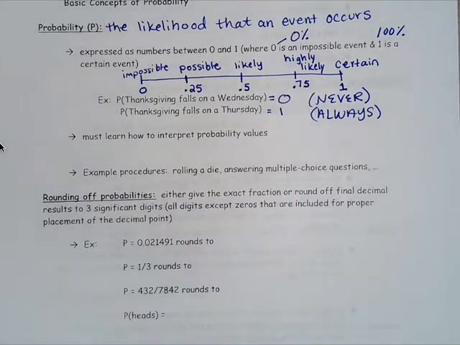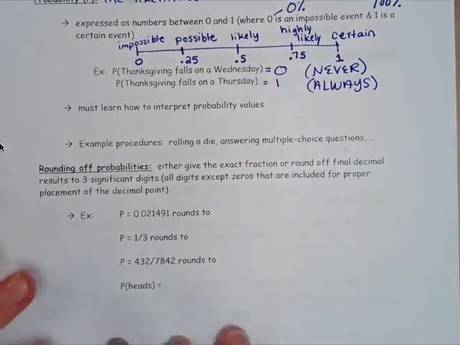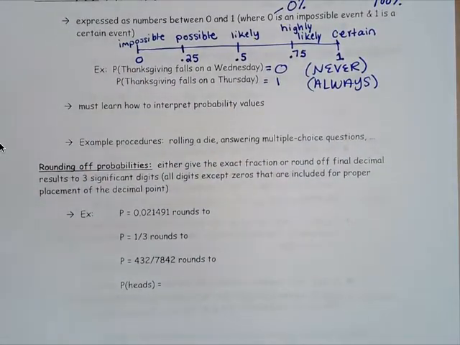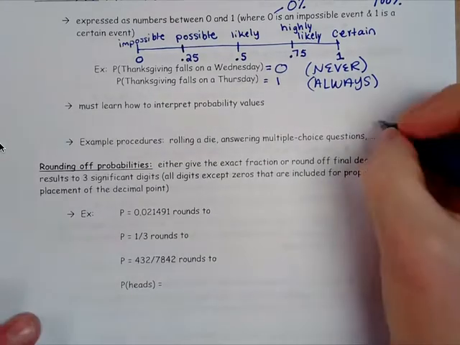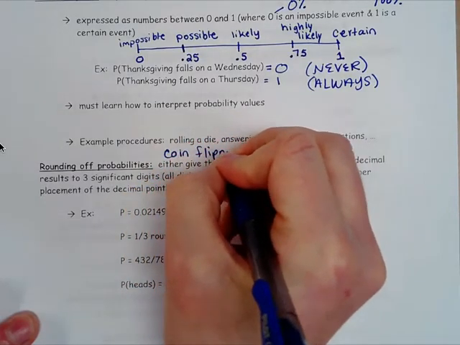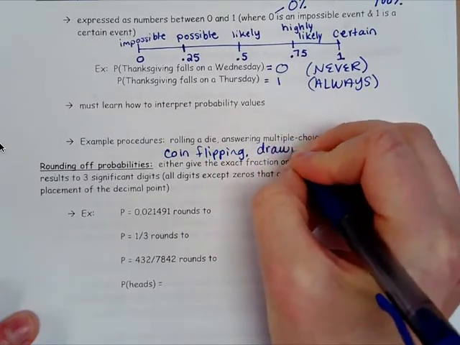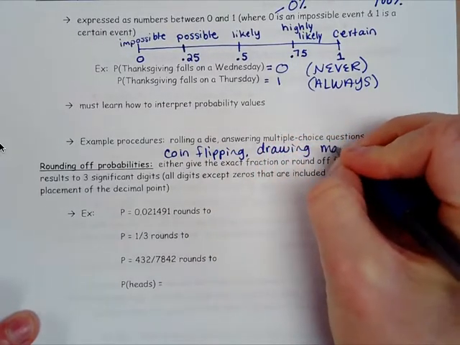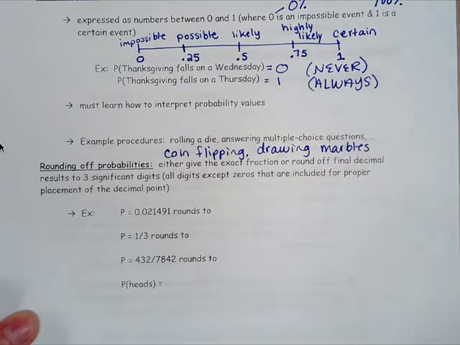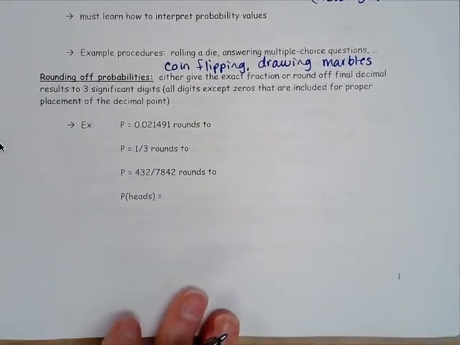So we're not only going to find the probability, we're also going to interpret what those probability values mean. That's why we're using these words. Possible procedures that we'll use: rolling a die, answering a multiple choice question, coin flipping would be another one, drawing marbles, and so on. You get the idea.